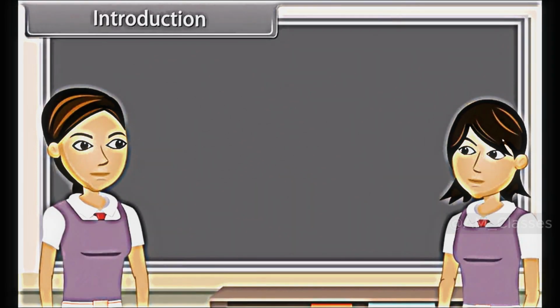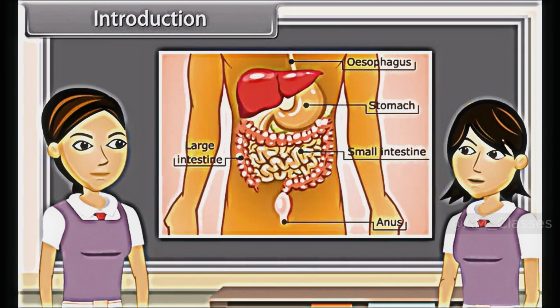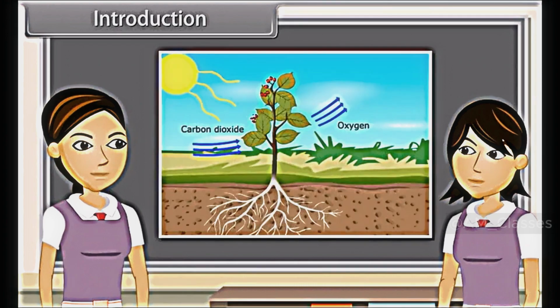Introduction. We know that all the organisms perform some basic functions to keep themselves alive. Do you know what life processes are? Yes, the basic functions performed by living organisms to maintain their life on this earth are called life processes. Since living organisms perform various functions to maintain their life, energy is required to perform these functions. They get this energy from outside the body in the form of food.